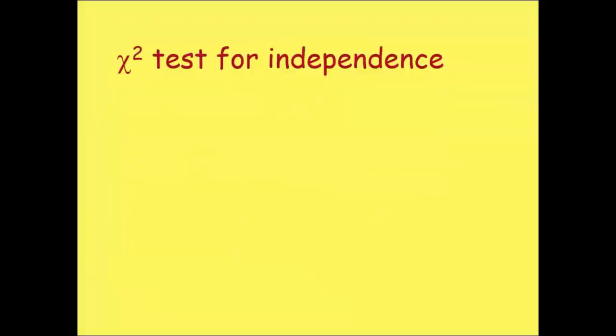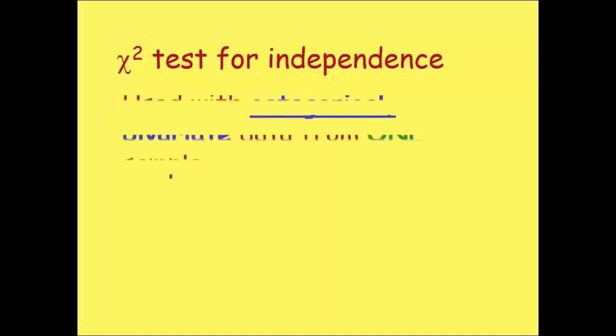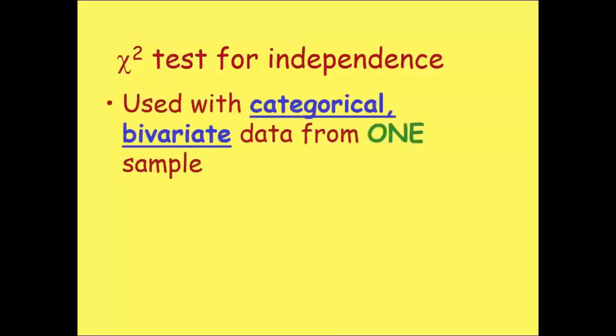Alright, so that brings us to our next chi-square test. This is for a chi-square test of independence. And this is going to require a different calculator screen than we have ever had to deal with so far. We use this with categorical bivariate data from one sample.